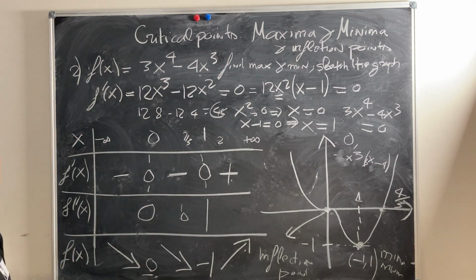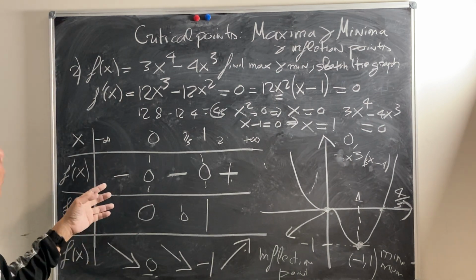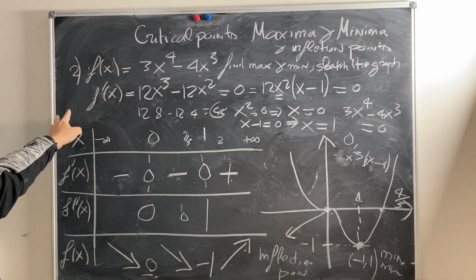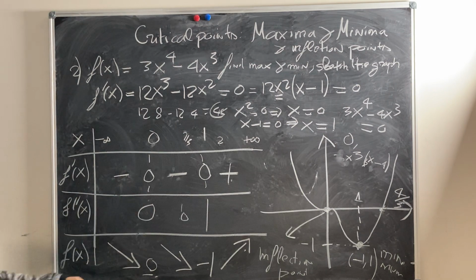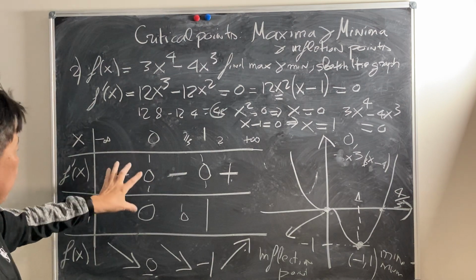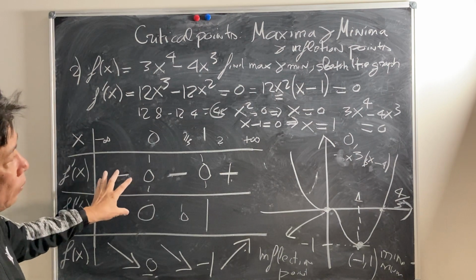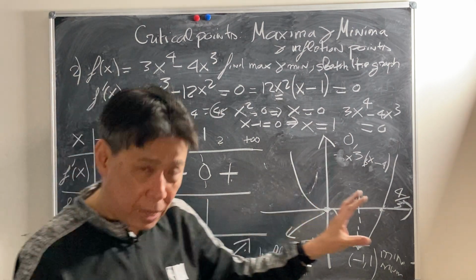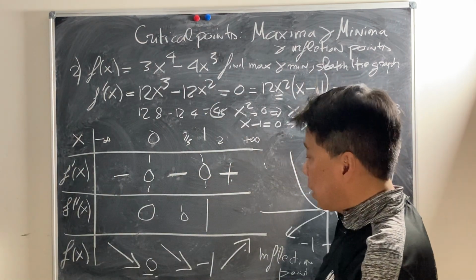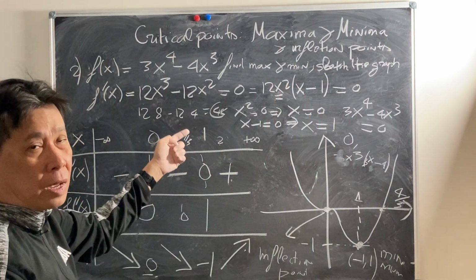Okay, so I think I'm going to stop right here. Next time we will continue to do more problems on maxima and minima and inflection points, so you can get used to this problem and this method. From this table you can solve a lot of problems just by looking at the table. So I guess we finish today, and next time we will do more complicated problems.